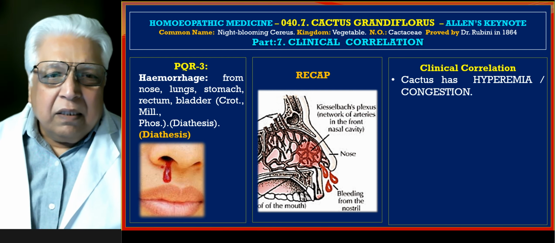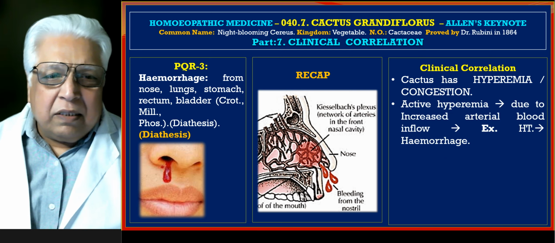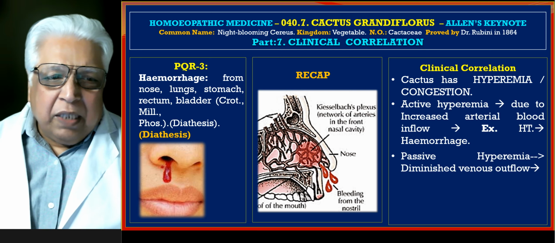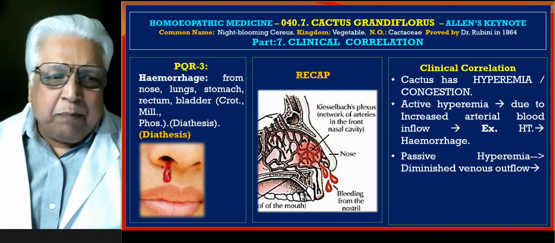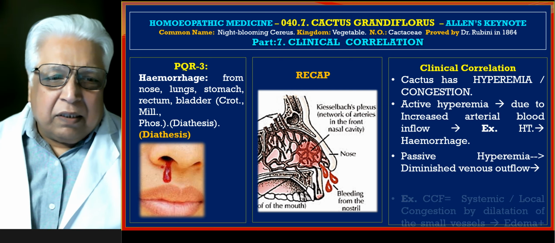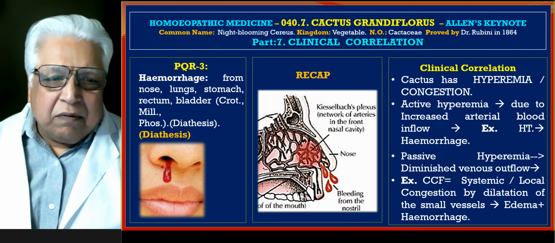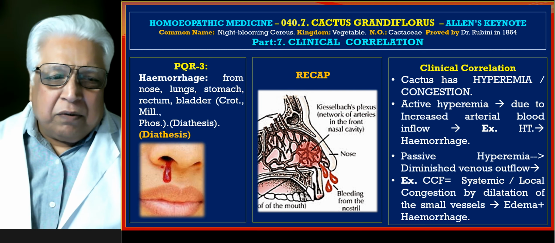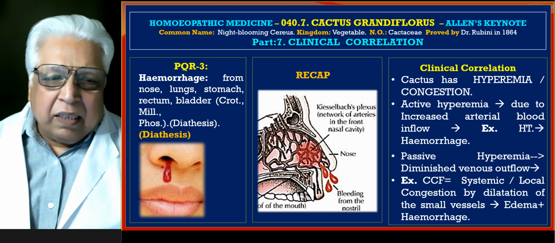Clinical correlation: Cactus has hyperemia and congestion. Active hyperemia is due to increased arterial blood inflow, and which is commonly seen, for example, in hypertension, which leads to such episodes like epistaxis. And then we have passive congestion of hyperemia, where we have diminished venous return. For example, we have congestive cardiac failure, systemic and local congestion by dilatation of the small venules or vessels take place, edema takes place, pedal edema, and there can be hemorrhage also.